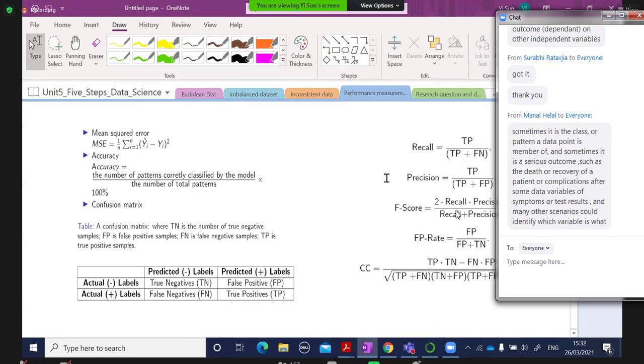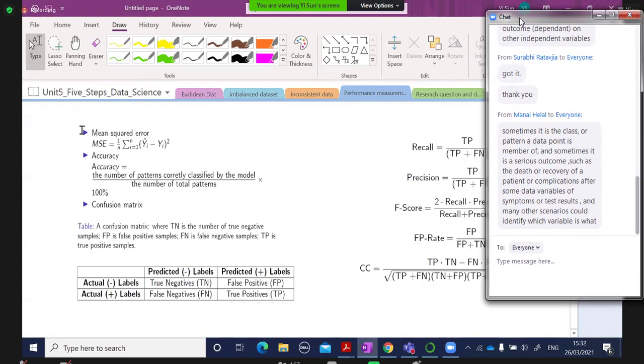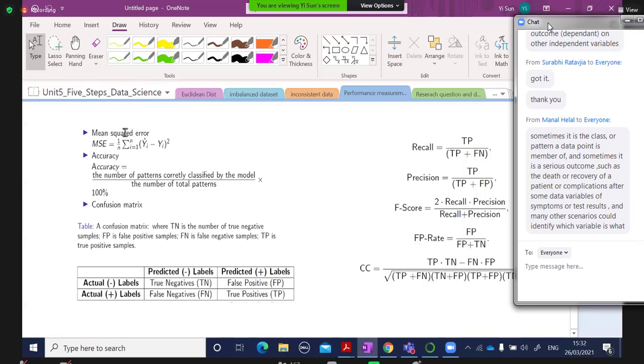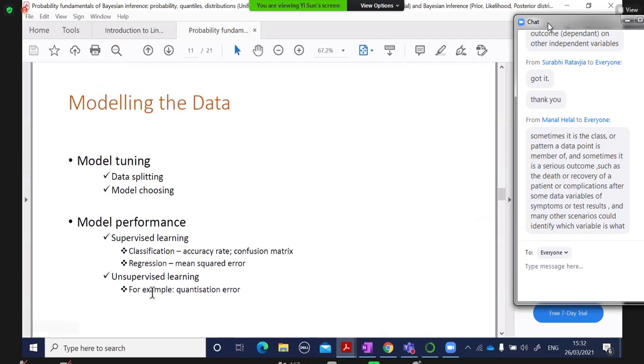Based on this confusion matrix, we can also define other performance metrics, which we are not going to talk about in much detail here. However, you should know all these 3 are used for supervised learning. What about unsupervised learning? Since you have already learned k-means, do you remember? Quantization error can be used to measure how good the clustering is, right? So these are some methods you can use to measure the performance.